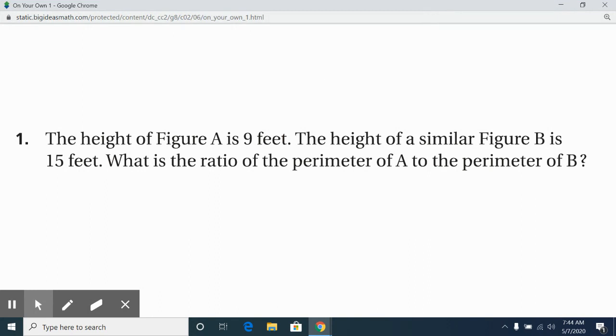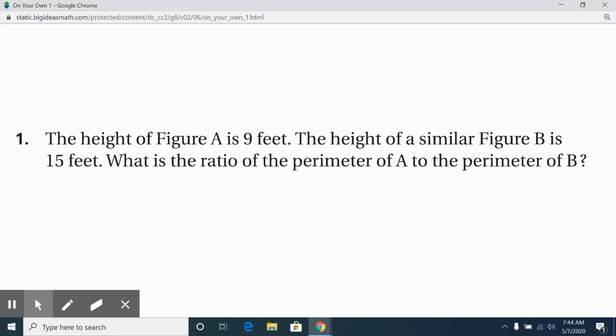So I'm going to have you guys give this a shot. It says the height of figure A is 9 feet, so it doesn't have a picture this time. So the height of figure A is 9 feet. The height of a similar figure B is 15. What is the ratio of perimeter A to perimeter B?